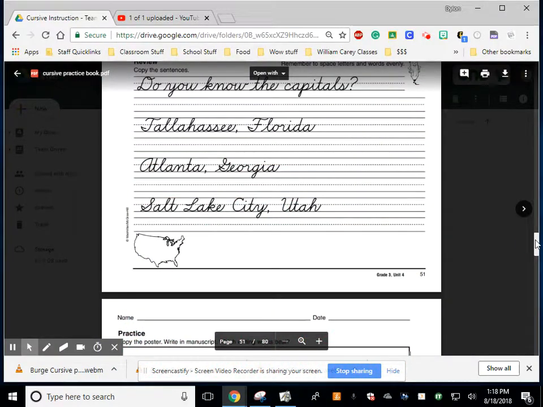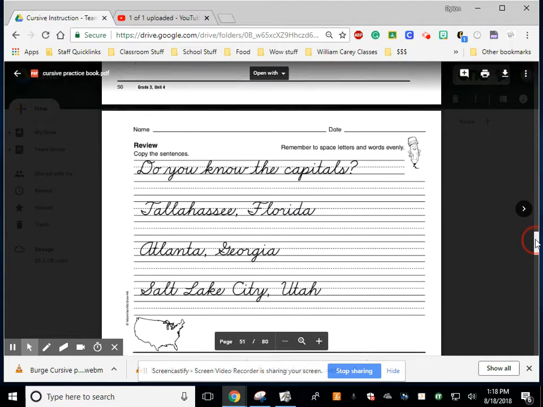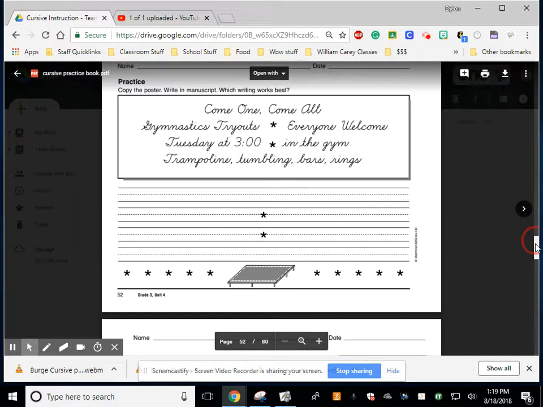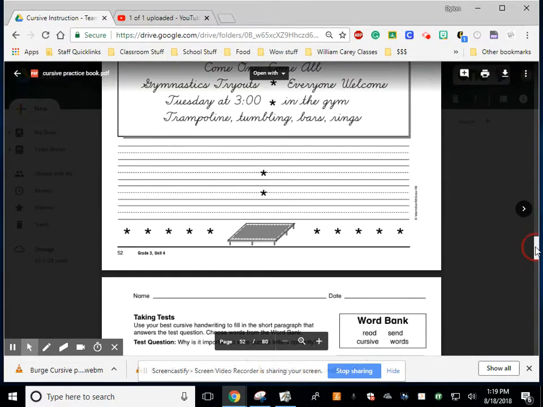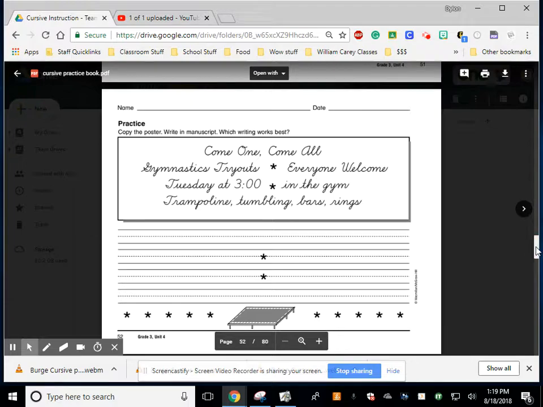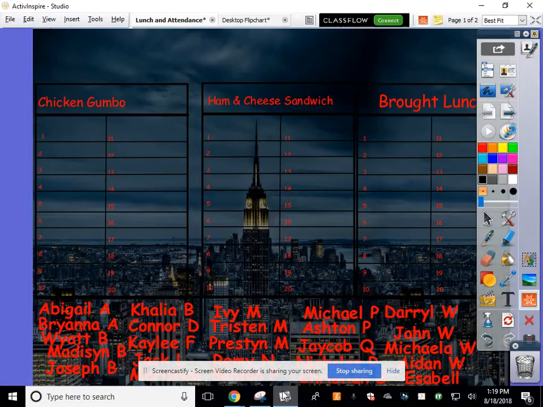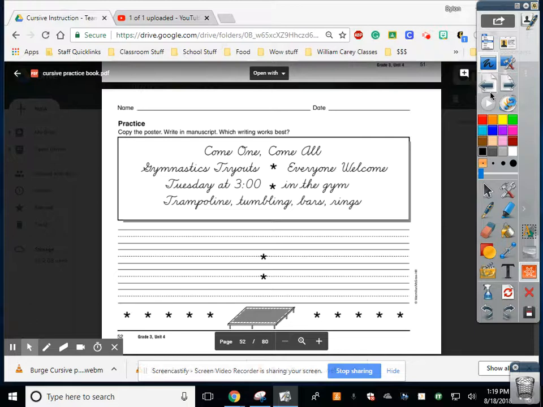All right, I believe that was my second page. Yes. Up to third page. Very easy. All you have to do is trace the poster and then copy it again. I will trace the poster for you. You also have to trace it, but then you have to copy it back down. So it says, come one, come all. Gymnastics tryouts. Everyone welcome. Tuesday at 3 o'clock in the gym. Trampoline, tumbling, bars, and rings.